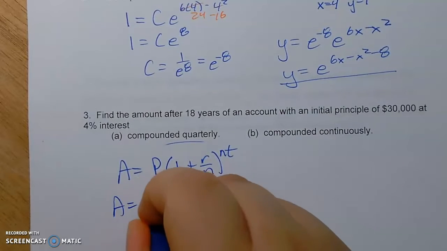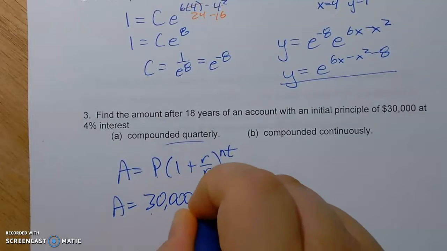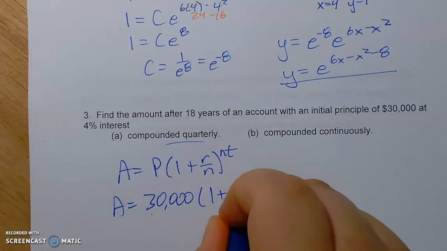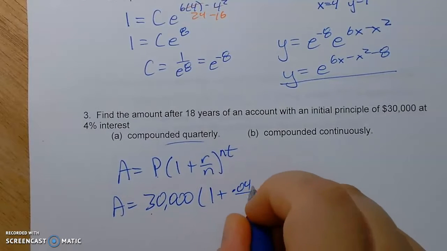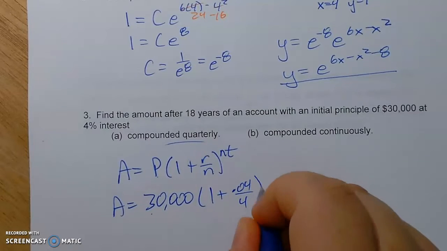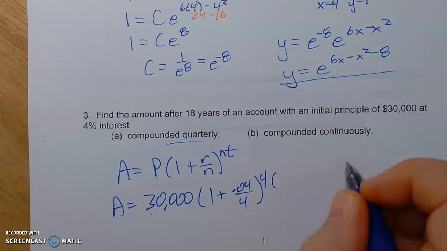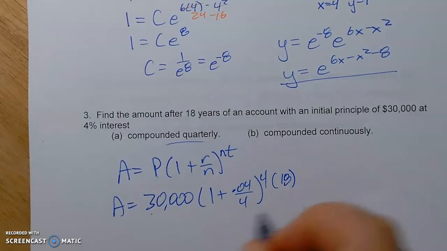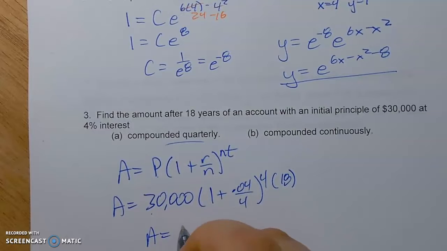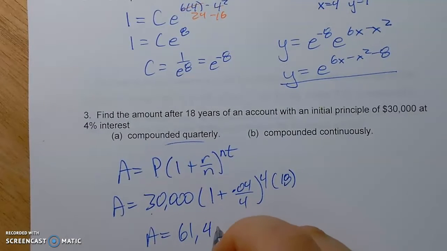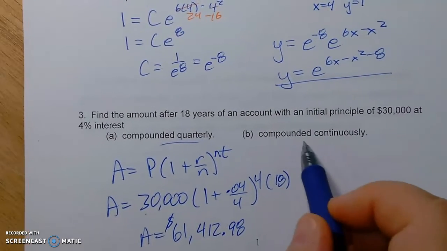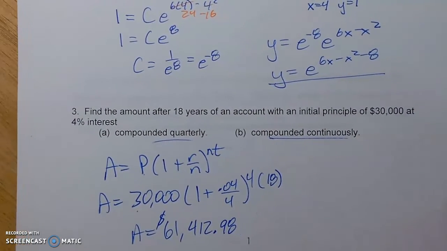So the amount is just 30,000 times 1 plus 0.04, quarterly, so divided by 4, and then to the power 4 times 18. Type that into our calculator, and we get a quick little answer of $61,412.98.